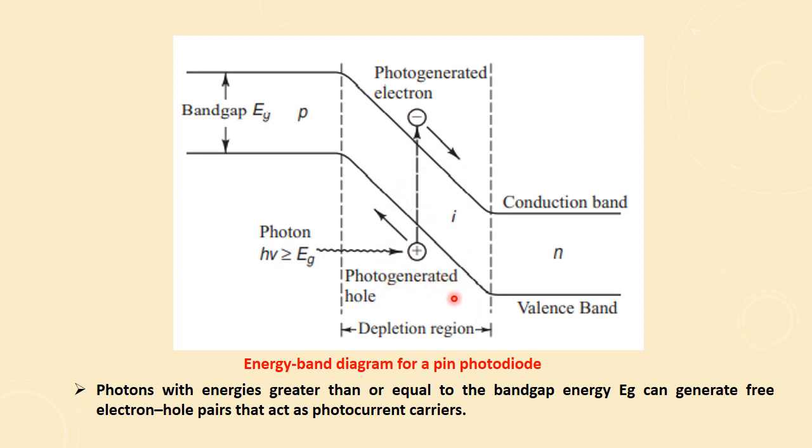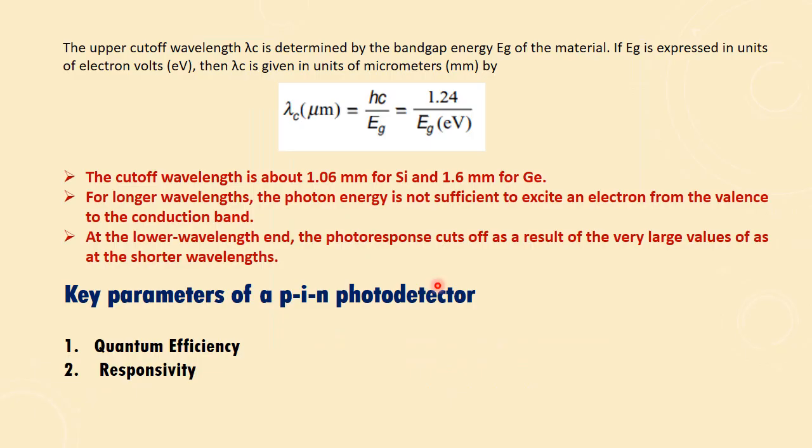So the movement of these photo-generated carriers, that is, photo-generated holes from the valence band to the conduction band, or photo-generated electrons from the conduction band to the valence band, creates a flow of current. These photo-generated carriers create the current called photocurrent. This is possible only when the photon energy hν is greater than the energy band gap value of the semiconductor material. So this is about the energy band diagram of the photodiode.